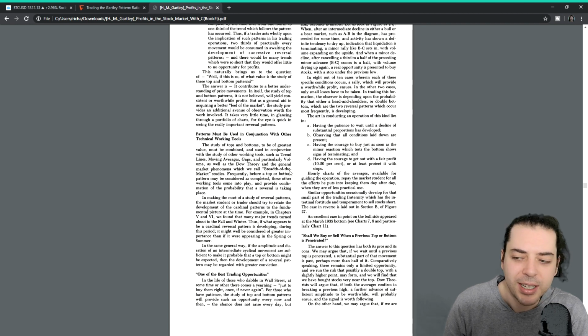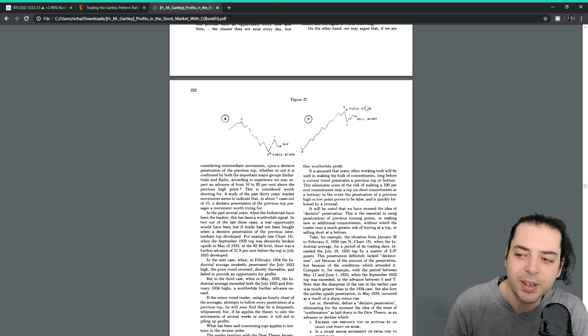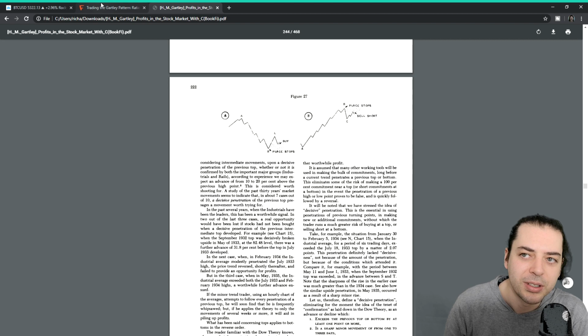But it does not arise every day, this chance. Now, when it does, a worthwhile opportunity with small risk becomes available. Let's not bother. When after an intermediate decline in either a bull or a bear market, such as A, B in the diagram, figure 27, by the way, is this one, which looks quite different to this one here.